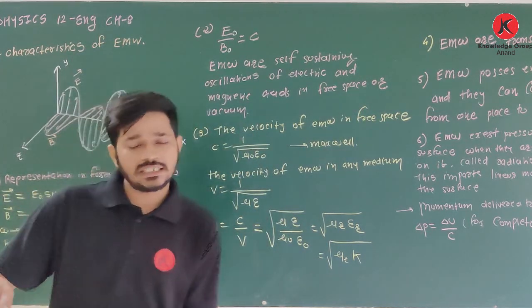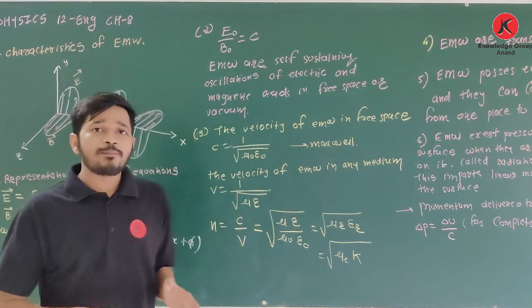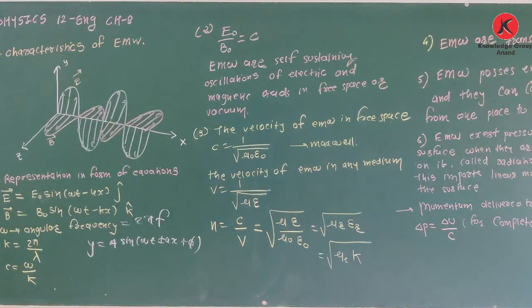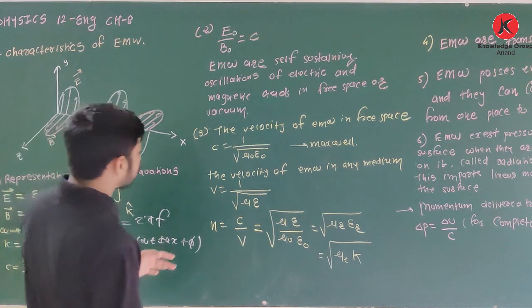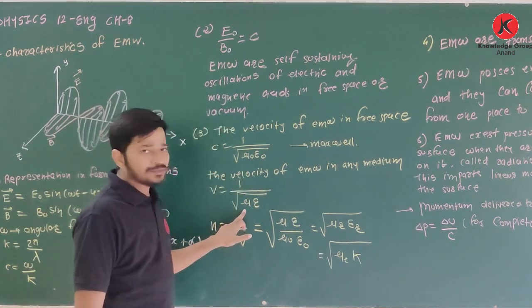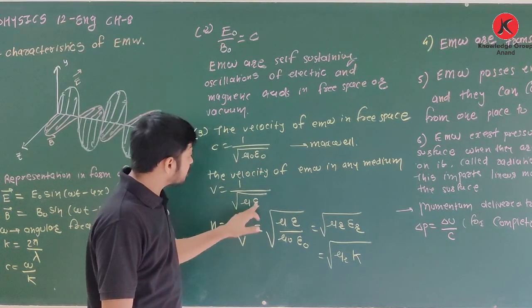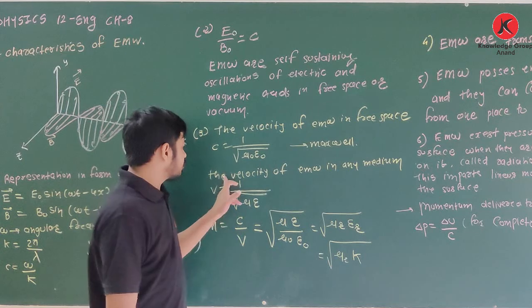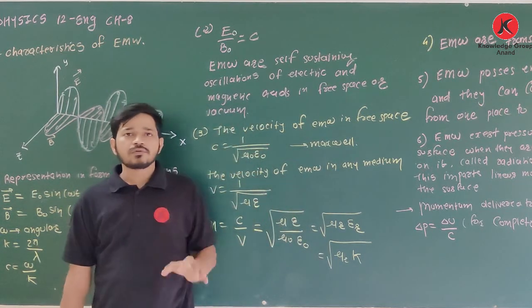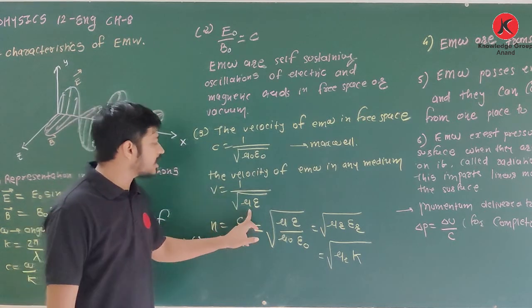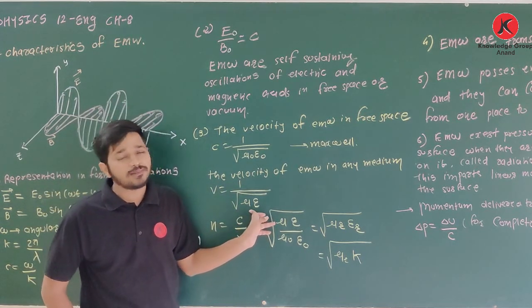Now, if such electromagnetic waves are propagating in a medium, so simple, we have to replace this epsilon 0 by epsilon and mu 0 by mu. So the velocity of electromagnetic waves in a medium, V is equal to 1 upon under root mu epsilon.